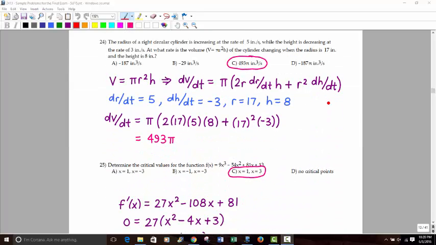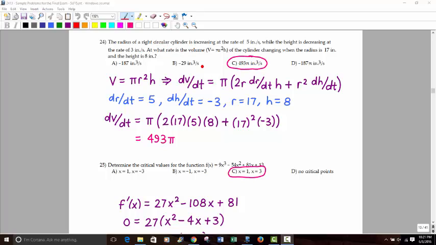Number 24, a right circular cylinder. With these kinds of problems with fancy geometric formulas, I don't expect you to know those. I would give you the formula. However, you have to develop the related rate equation. So you see I gave that V equals pi r squared h. And this one's also in my notes in the related rate equation section. I did this same starting out right circular cylinder.